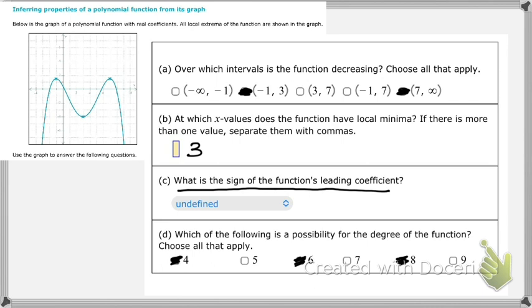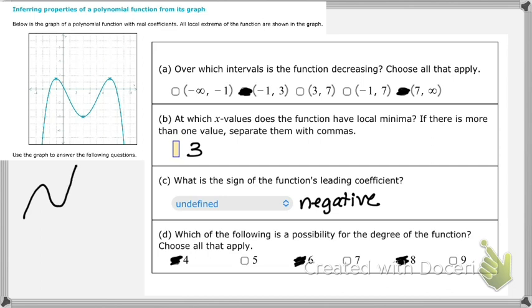All right, what is the sign of the function's leading coefficient? This is a big one that is calling back to the introduction to polynomials. I hope that people know this. It's a major point of the introduction. This is opening down, so it is negative. Let's just consider a cubic that could look like this, which could also be 5th or 7th degree. That's going to be a positive leading coefficient. And this one is going to be a negative leading coefficient. Just a review.